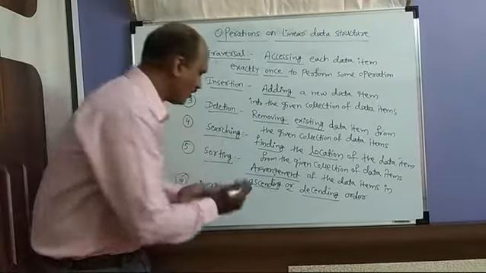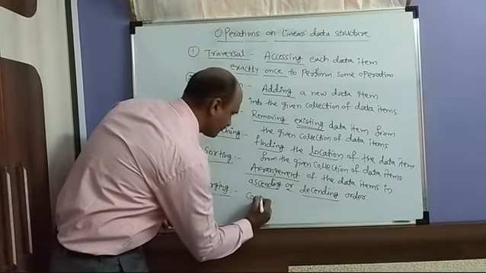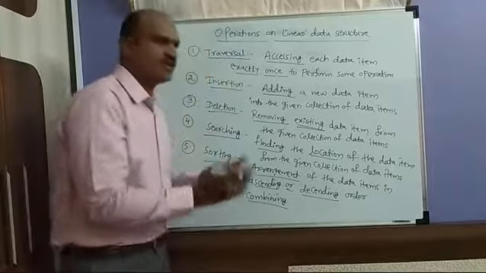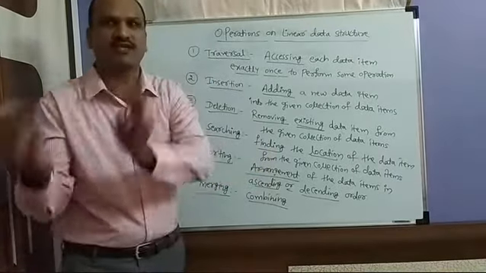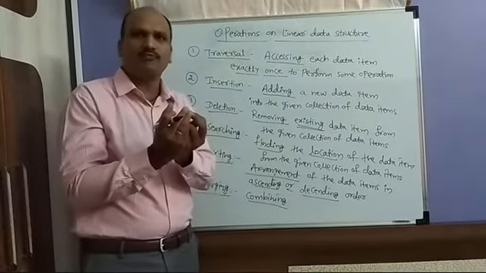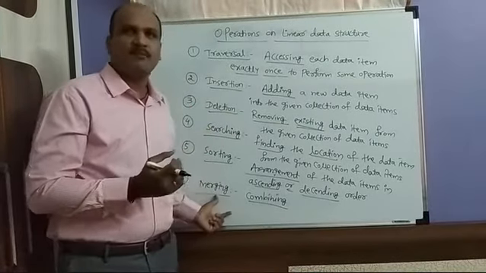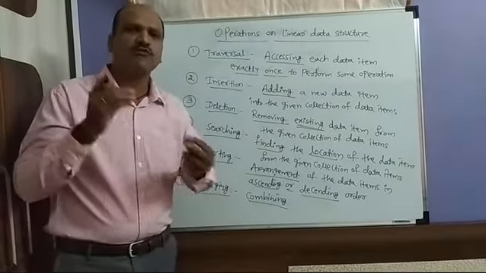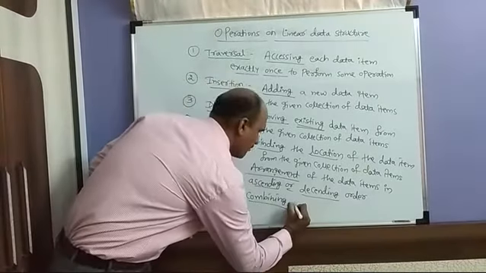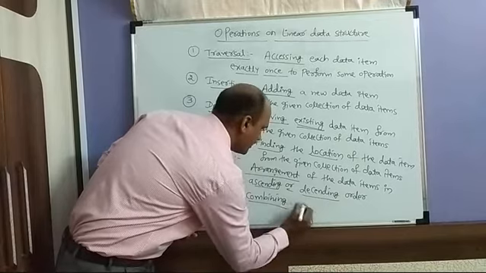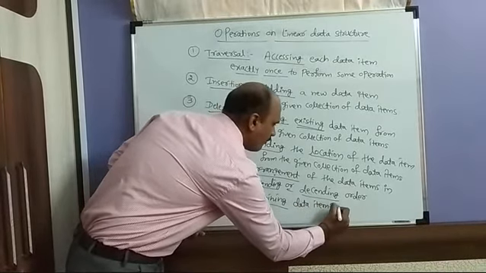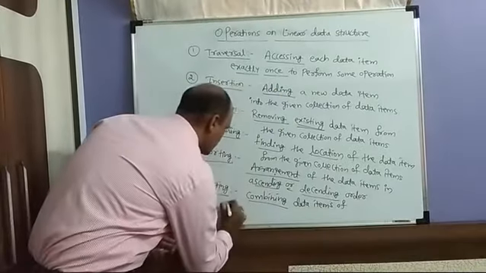The process of combining. So you have to combine. If there are 5 elements in one list and another 5 elements in another list, and you want to combine both, then you have to use merging. The process of combining the data items of two structures.